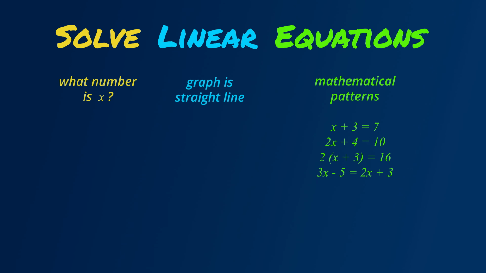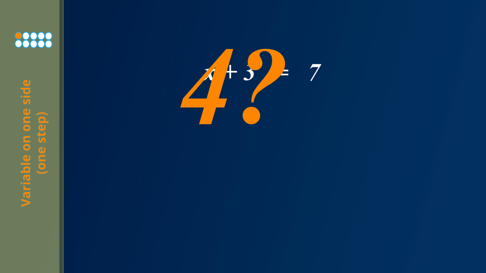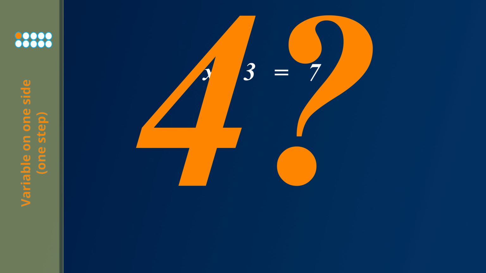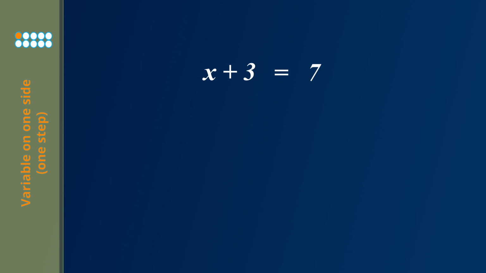Let's go. First we'll solve equations with the variable, that's x, on only one side of the equation. x plus 3 equals 7. Yes, we can guess that x must be the number 4, but we really need a strategy. Let's consider the equation. x is an unknown number. Then 3 was added to the x and the result was 7.